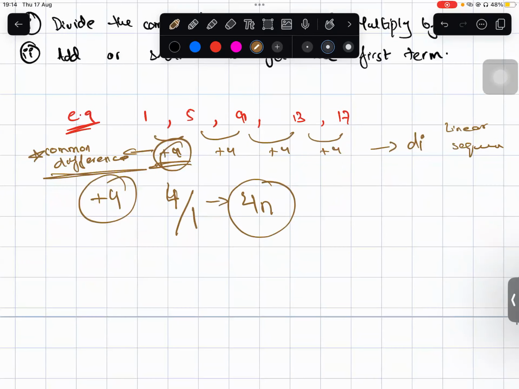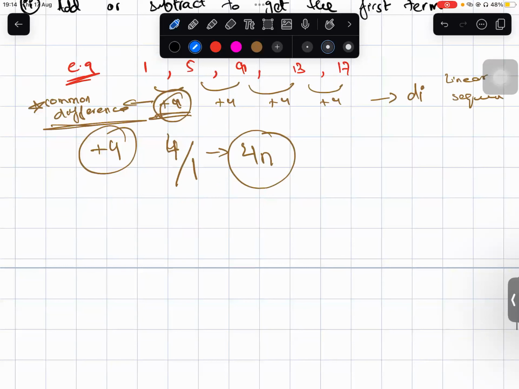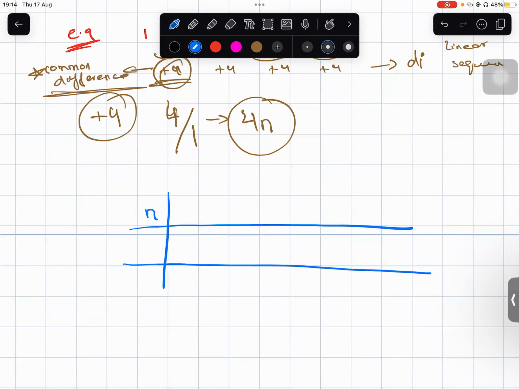Now, Dania, what I would highly suggest is that we make a table, which will make it very easy for you when we actually do cubic and quadratic sequences. So the table looks something like this. First of all, you will write n. Underneath n, you will write the terms. Then you will write this expression which you just made.